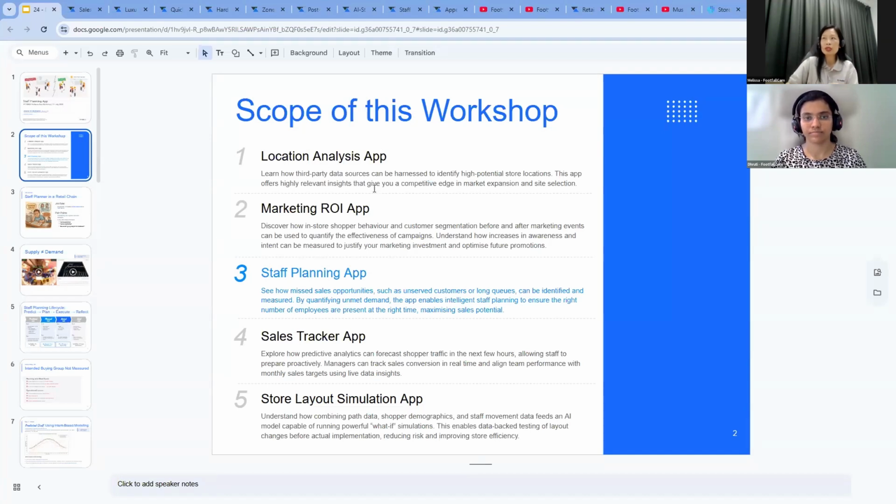And the first of this series is the location analysis app. This is for the strategy and expansion team. So when you want to do your store expansion, it combines your store performance data with the local area demographic in your catchment area, your competitor location footprints, and third-party data sets to simulate the what-if scenarios.